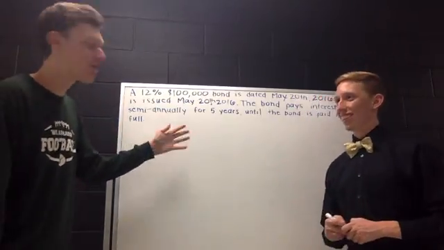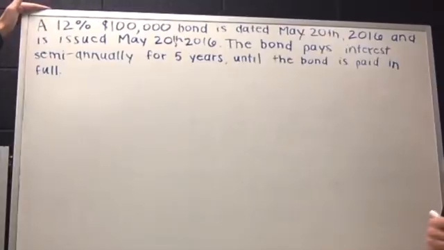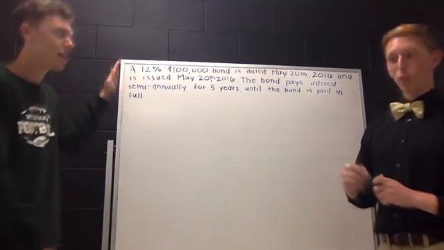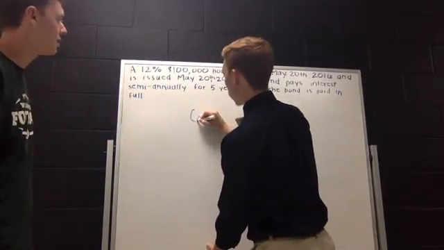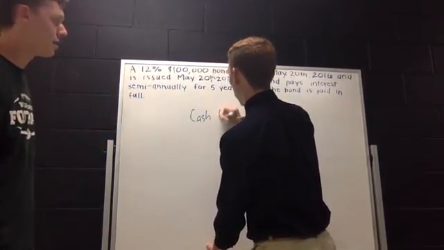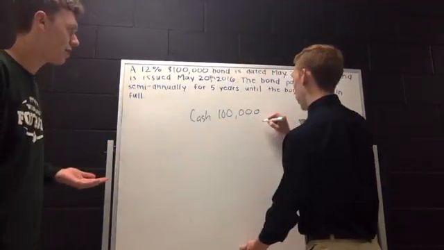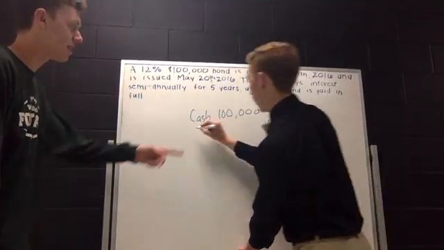All right, for our first example, a 12% $100,000 bond is dated May 20th, 2016 and issued May 20th, 2016. The bond pays interest semi-annually for 5 years until the bond is paid in full. So our first step is we're going to show that the bond is distributed. So we're going to debit cash for $100,000. And then we're going to credit bonds payable for the same amount.